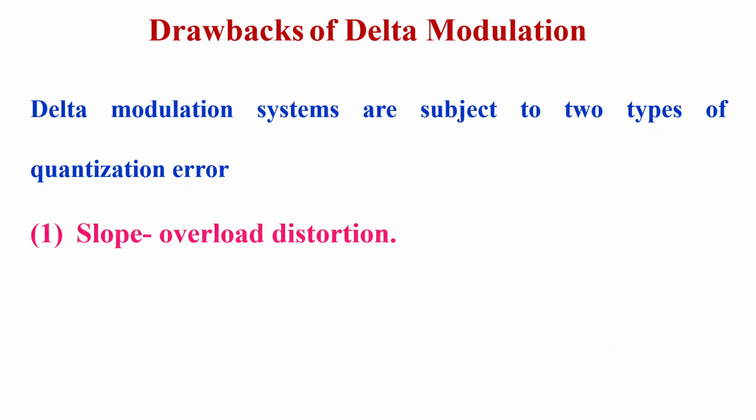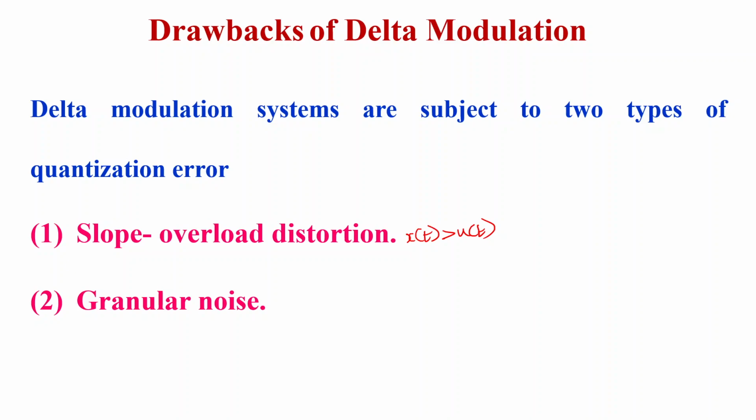The drawbacks of delta modulation are discussed here. There are two drawbacks we have in delta modulation. One is slope overload distortion, also called a startup error. The other one is granular noise. What is slope overload distortion? When x of t is greater than u of t, and the input signal x of t is so high that the staircase signal cannot approximate it, then this error will occur.